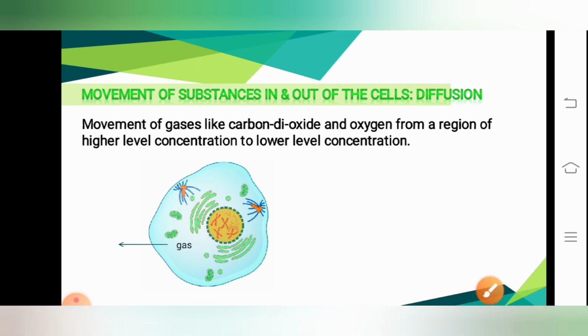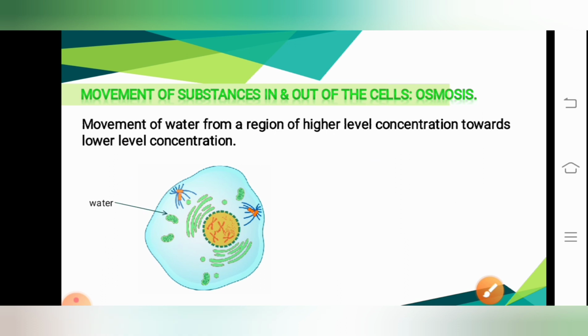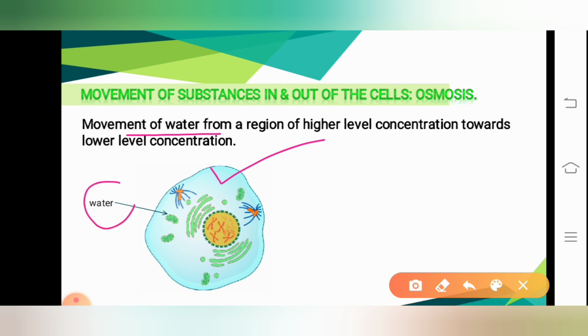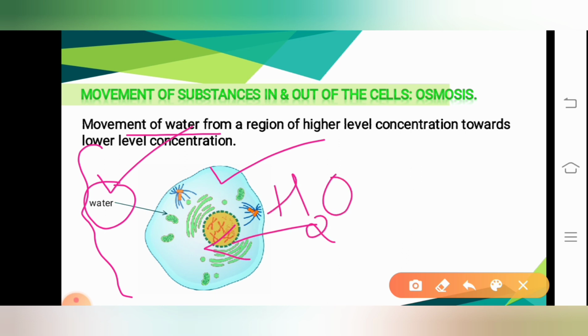Clear? Now I will be explaining osmosis in a similar way. When we look at osmosis, here the movement of water molecules is seen. How does it happen? Let us take an example. Suppose the amount of water in the external environment is more. The concentration of water is more in the external environment compared to the cell. That means if the cell has less water compared to the external environment, then what happens?